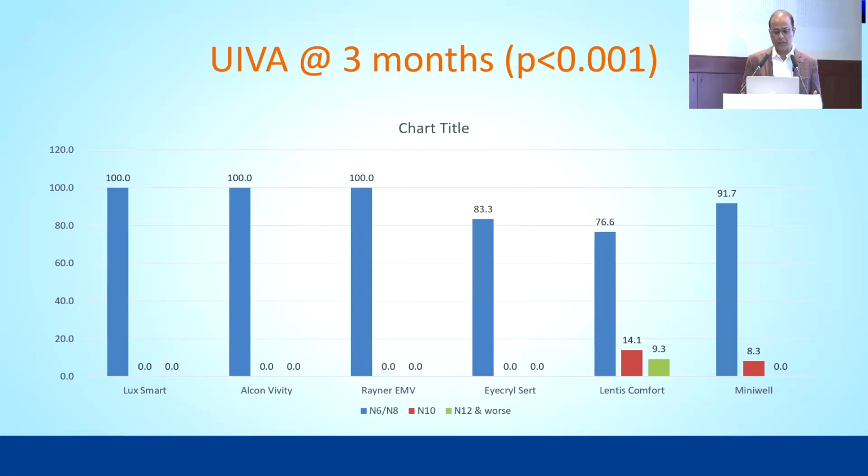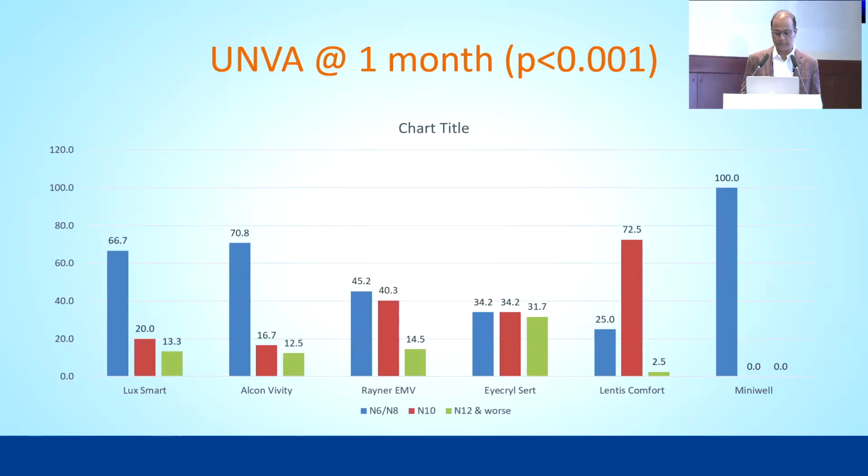At the end of 3 months, again, LuxSmart, VVT, and Minivel have done exceptionally well, although Acryl Isert and Lentis Comfort also have given reasonably good results. For uncorrected near visual acuity, Minivel stands out here, having the best uncorrected near visual acuity. However, patients in other groups are quite happy. However, Lentis Comfort and Acryl Isert gave a little lesser near visual acuity compared to other groups.